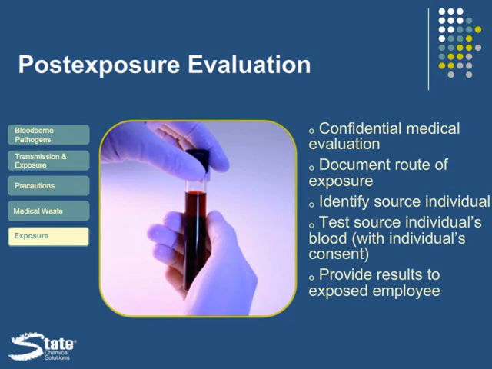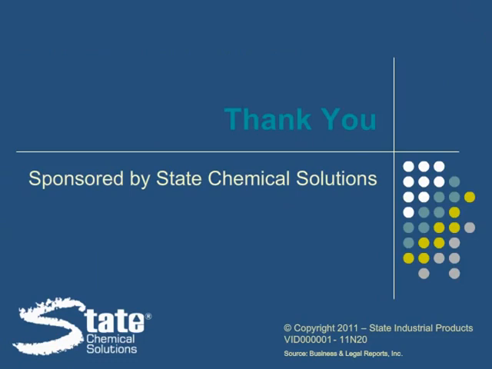The evaluation will document the route of exposure and will identify the source individual. If the source individual gives consent, the evaluation includes testing his or her blood. The results of such testing are provided by the medical personnel to both the source individual and the exposed employee. Contact your local occupational health clinic to get more details on exactly what kind of testing would be done for a post-exposure medical evaluation.